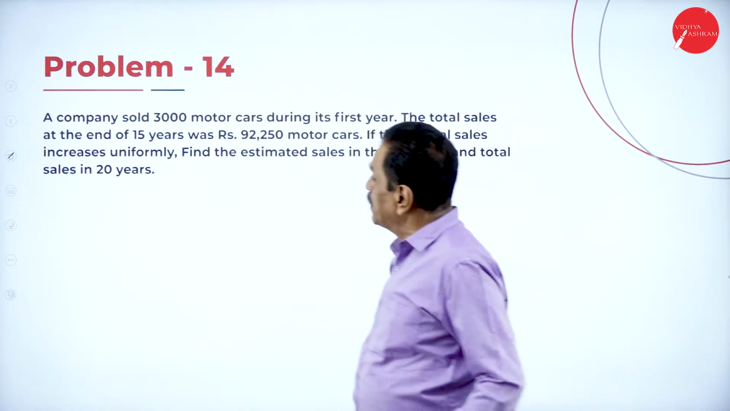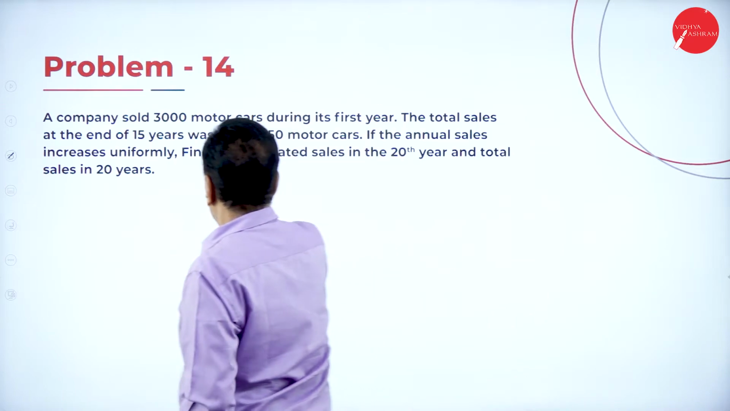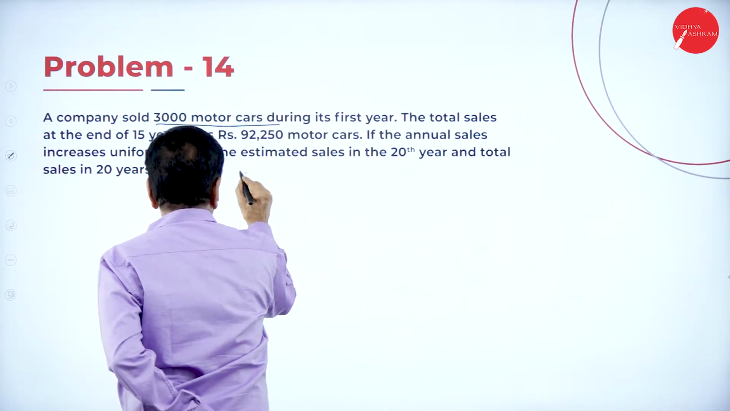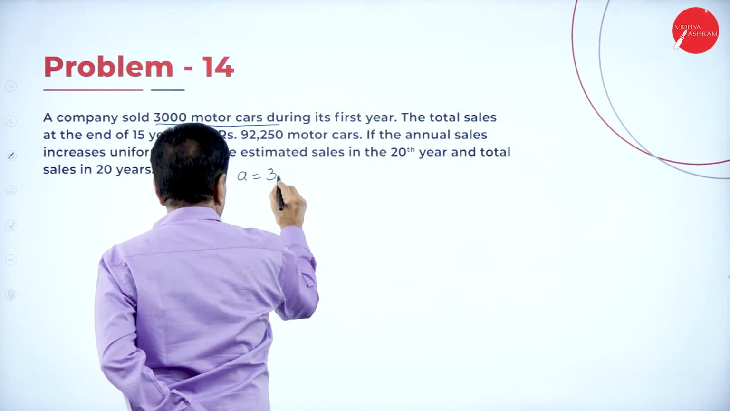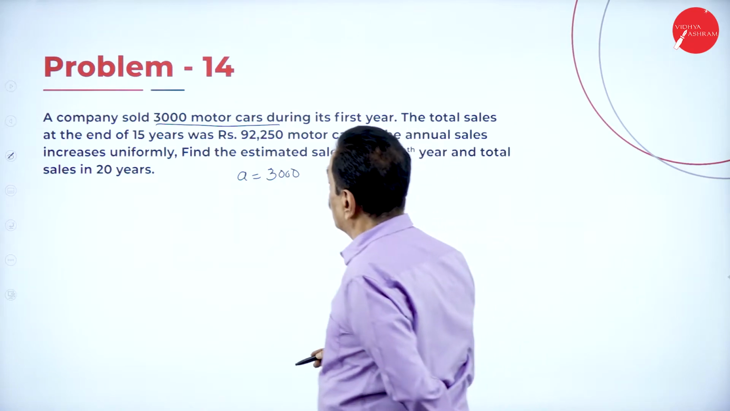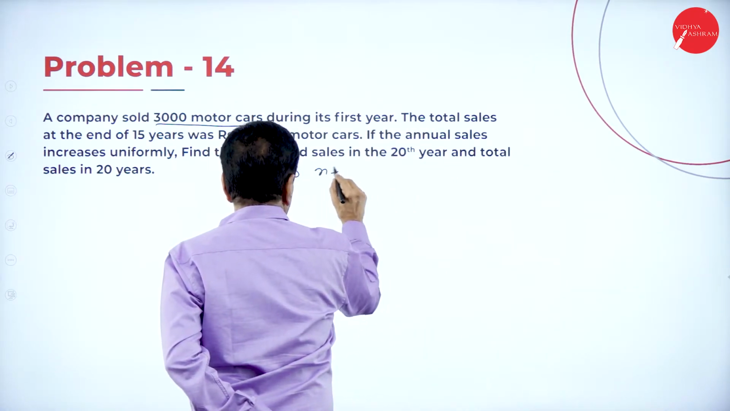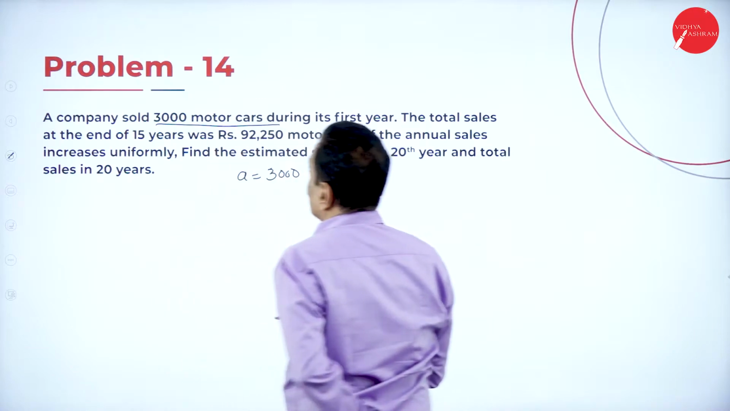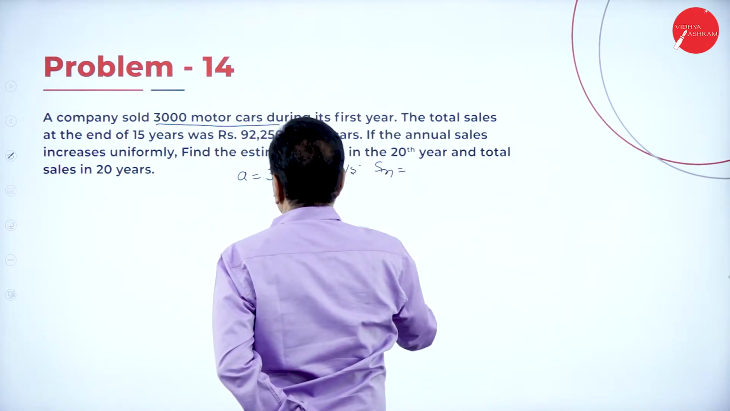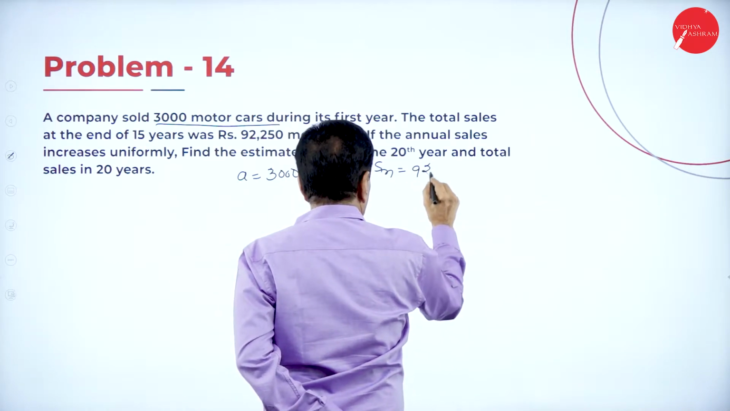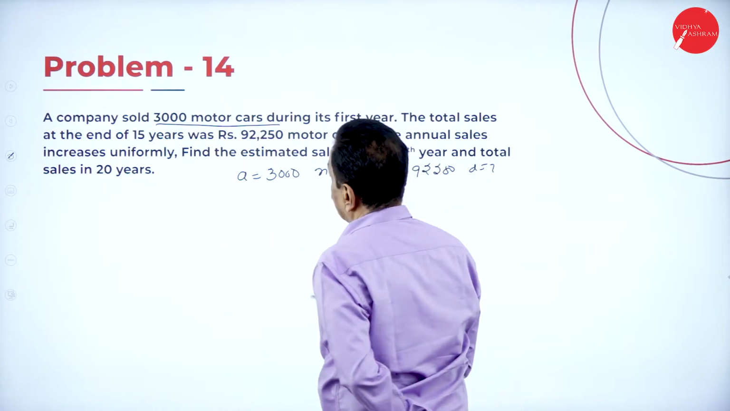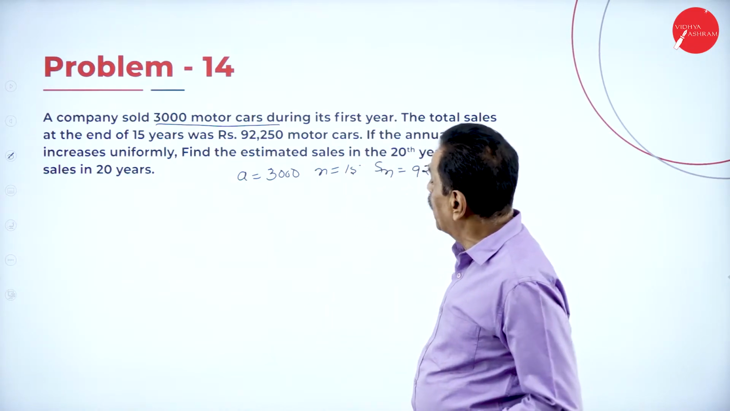Next problem. A company sold 3,000 motor cars during the first year. At the same time, they ask A is equal to 3,000. During the first year, the total sale at the end of 15 years, N is equal to 15 years, and it was Sn is equal to 92,250. D is equal to what? Question mark.